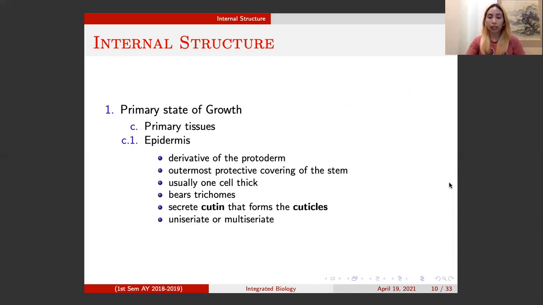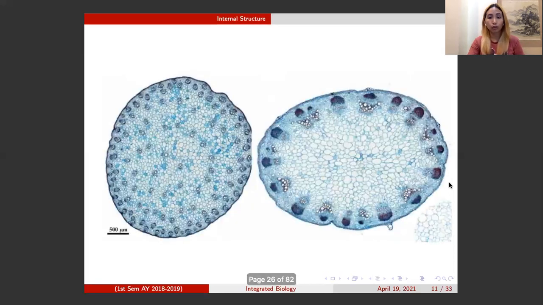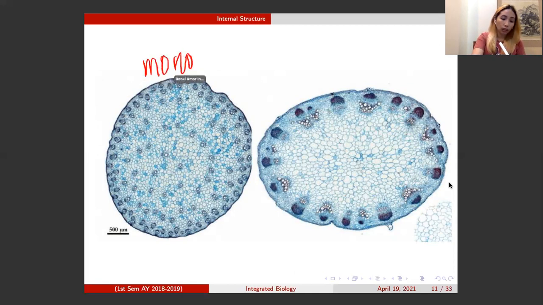Okay, so this next slide shows you a cross-section of a monocot plant and a dicot plant.